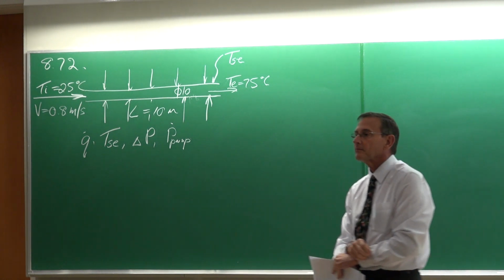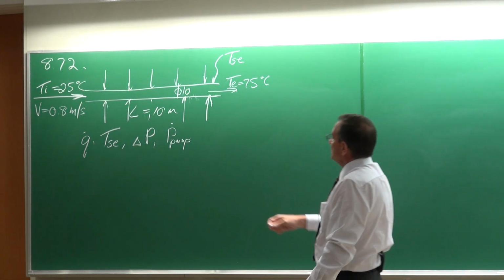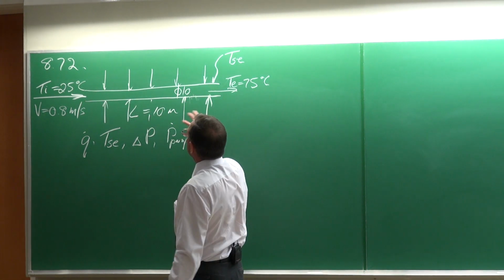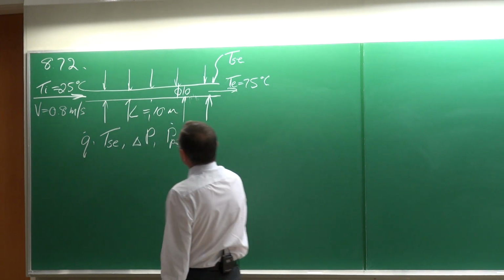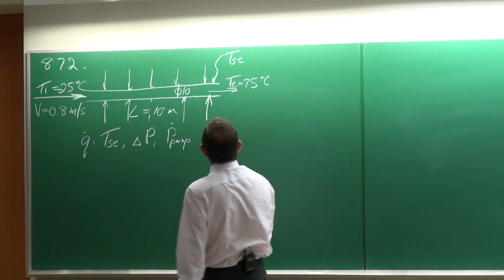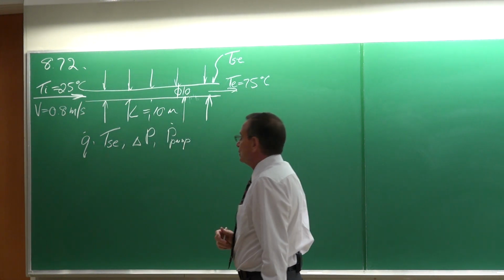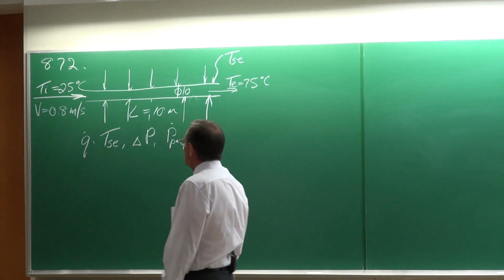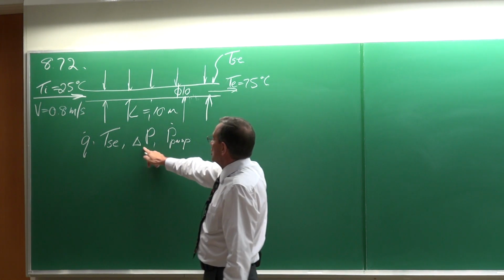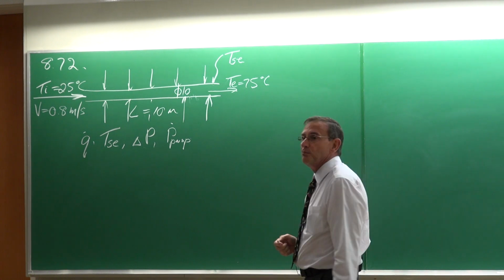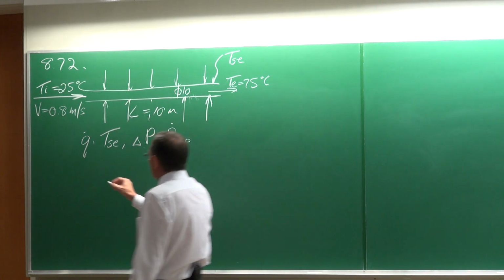Okay. 10 millimeter diameter tube, 10 meters in length. It is being heated at a constant heat flux. Inlet temperature 25, outlet temperature 75. Determine the required heat flux, the surface temperature there at the outlet, the pressure drop, and the pump requirement.